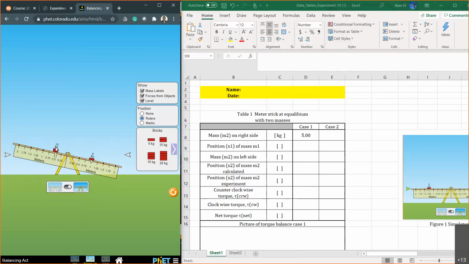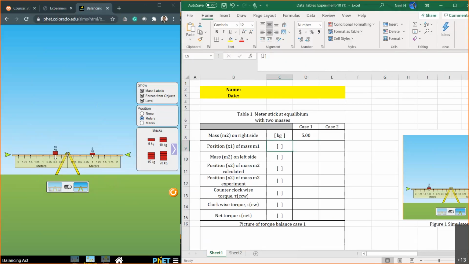But if I put it at exactly 0.5 on the left-hand side, you can see the object goes back into the level position. The arrows become green. So that's exactly the position where the object is at equilibrium. When it is in equilibrium, the torque from the right-hand side must equal the torque from the left-hand side. So that's what we're testing here.